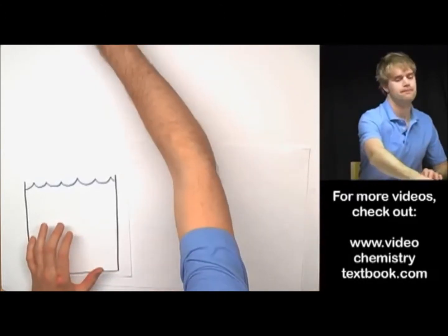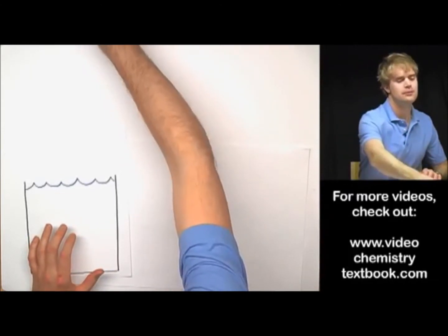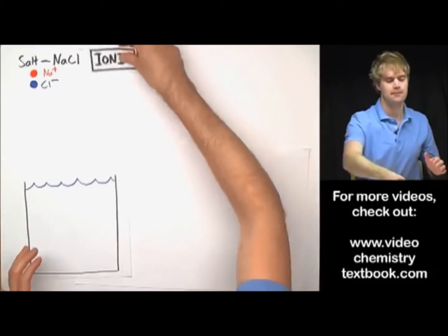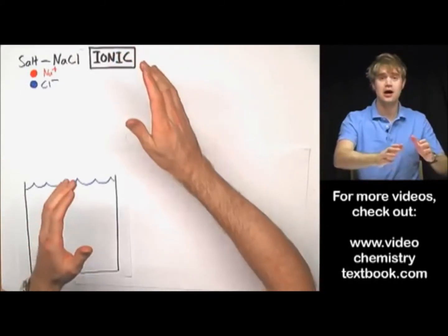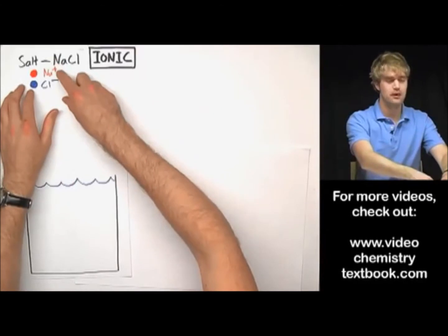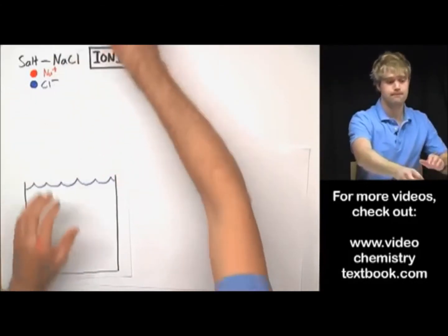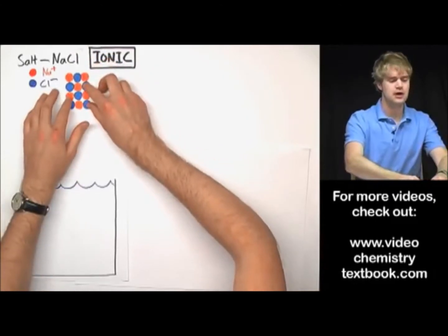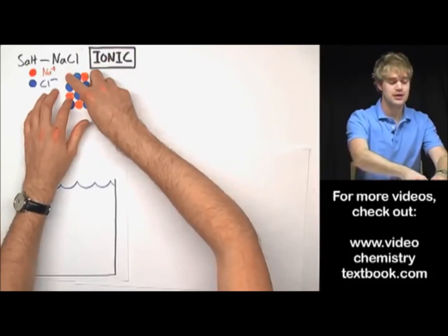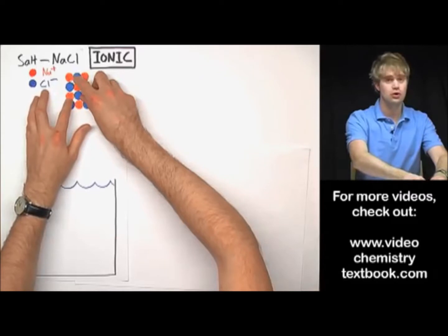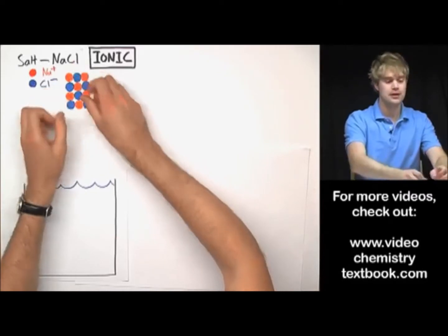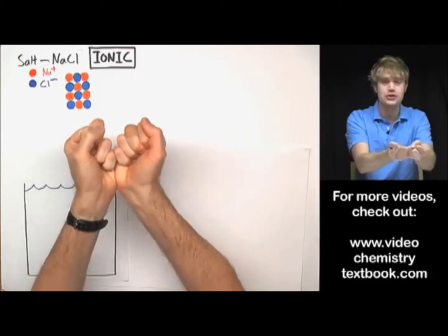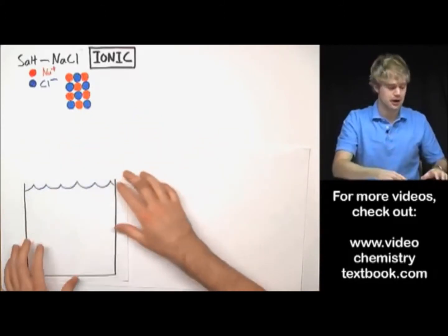Here's an example. Sodium chloride, also known as table salt, is an ionic compound. And that's because it's made of a metal, sodium, and a nonmetal, chlorine. A grain of salt would look like this, made of sodium ions, Na+, connected to chloride ions, Cl-, because they have opposite charges. They stick together with ionic bonds.